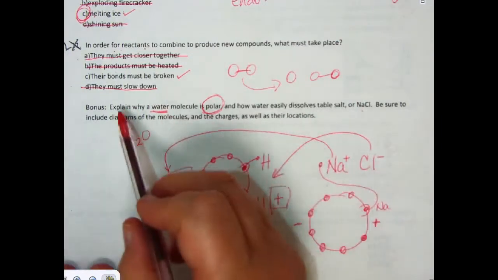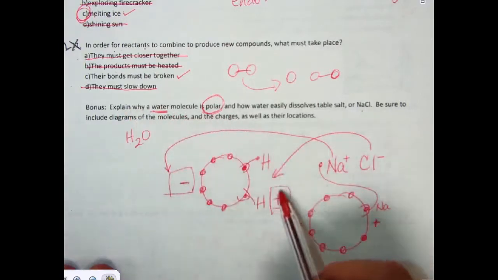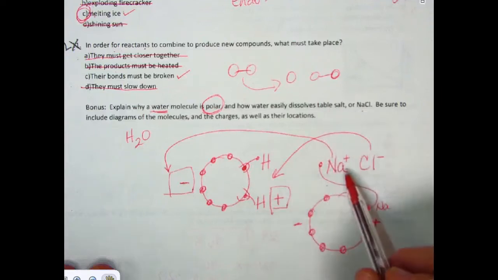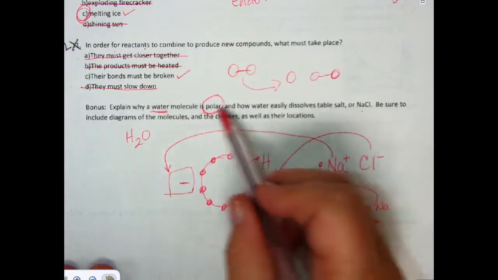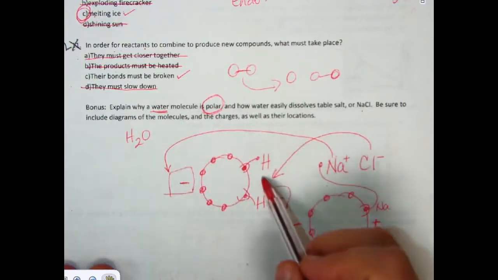Okay, so that's why a water molecule is polar, because it has oppositely charged ends, and it dissolves table salt because opposites are attracted to one another. So the sodium is attracted to the negative end of water, and the chlorine is attracted to the positive end of water.